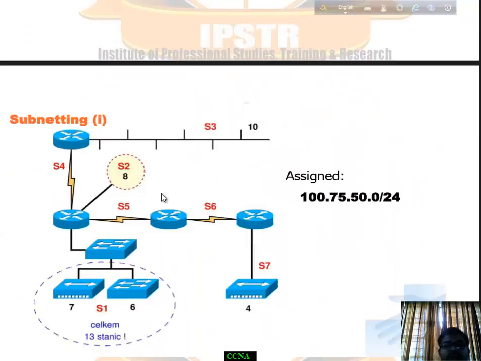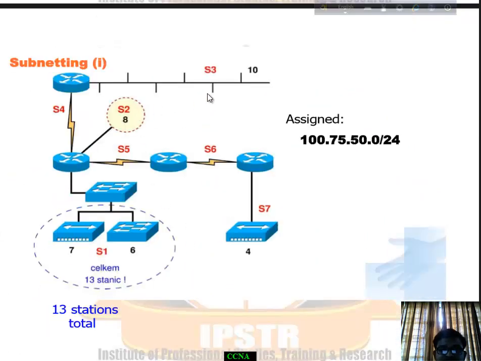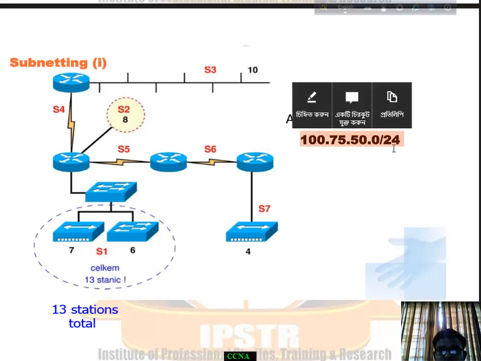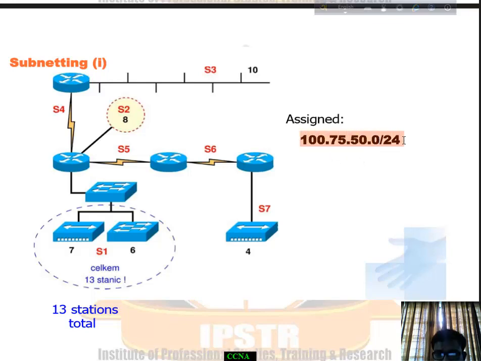So how to solve this VLSM subnet problem? Okay, our assigned network is here, and our network topology is here. So this is S1, S2, 3, 4, 5, 6, 7.